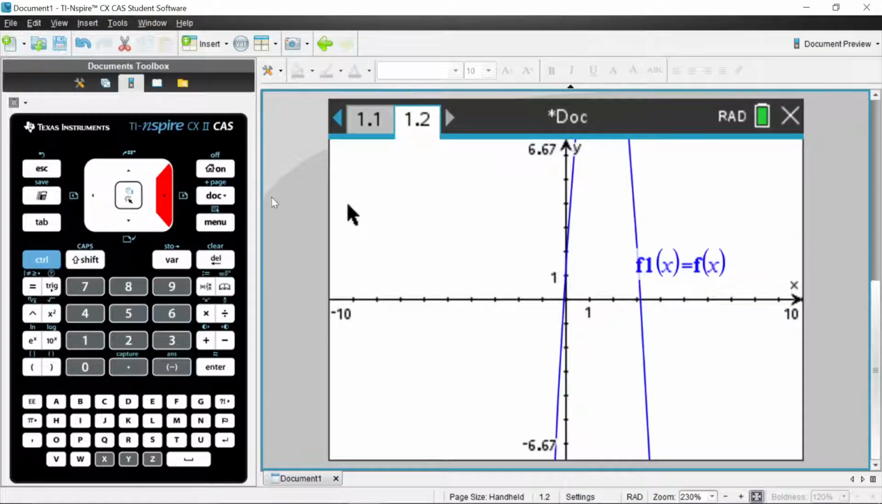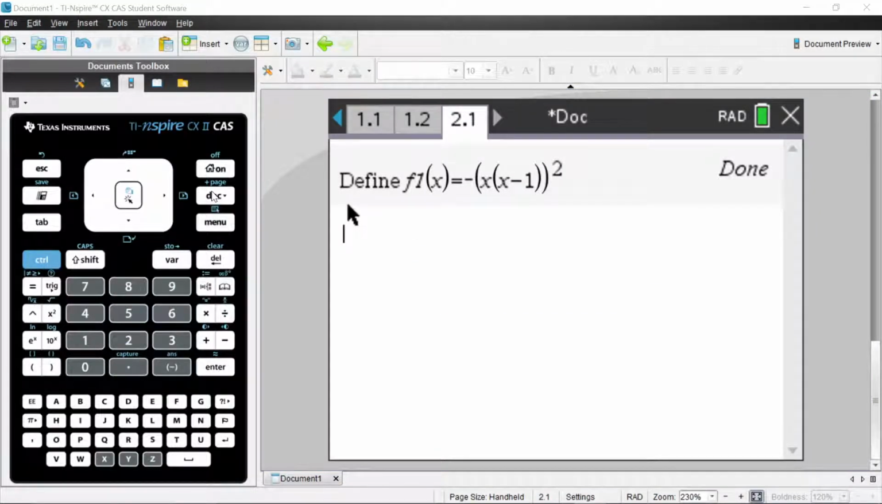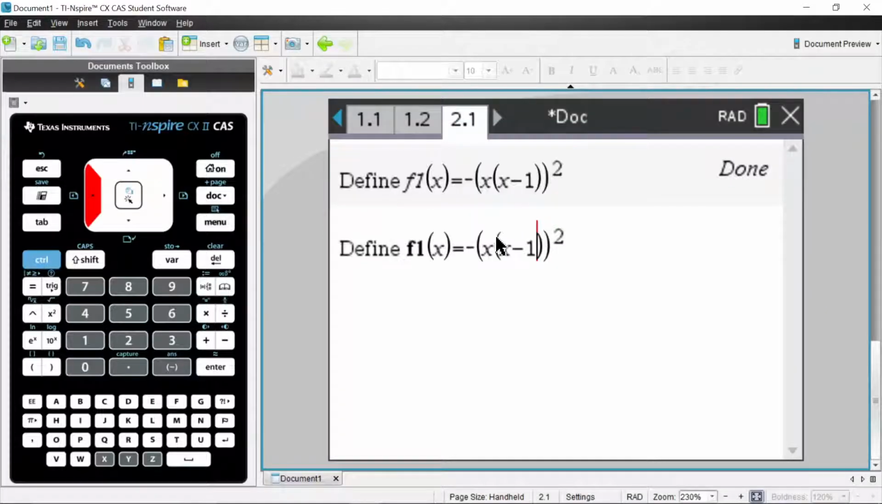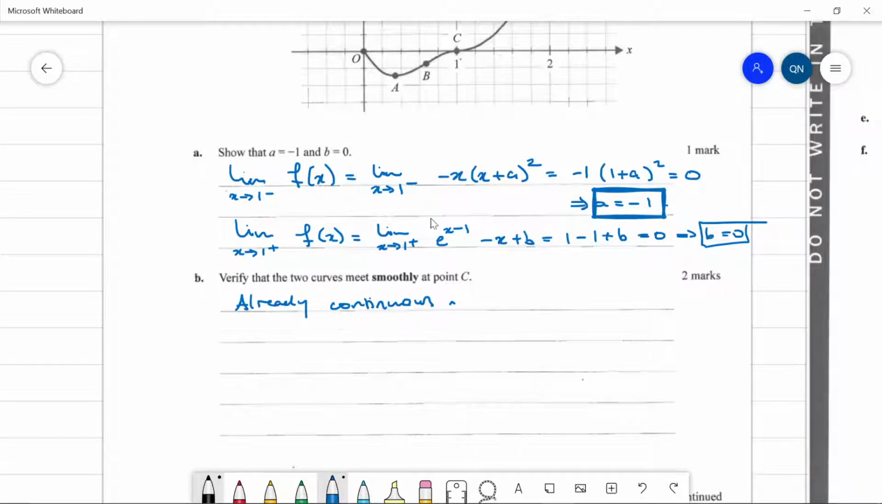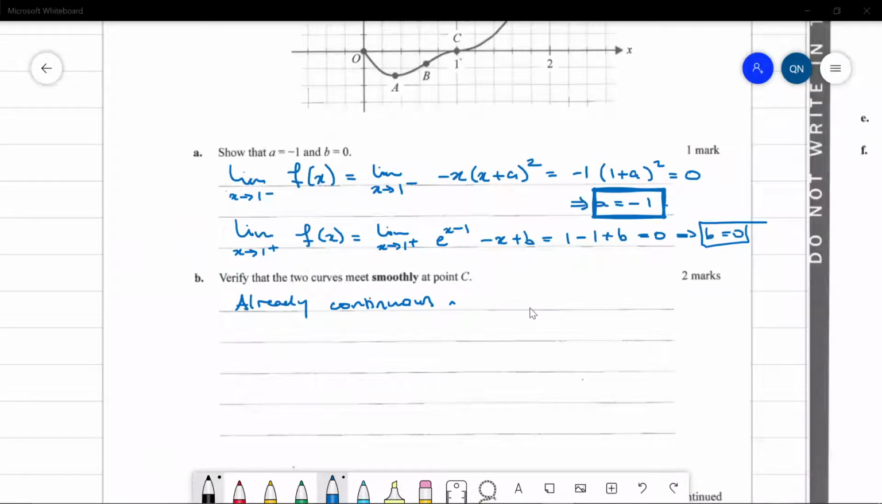So I'm going to insert a new problem page, doc 4.1, and I'm going to define f1 of x to be equal to the function. That's going to be -x times (x minus 1) squared. We should put a multiplication because x isn't a function. Is it -x minus 1 squared? Yeah. And then I'm going to define f2 of x to be equal to e to the x minus 1, minus x, plus 0. Yeah, b is 0.